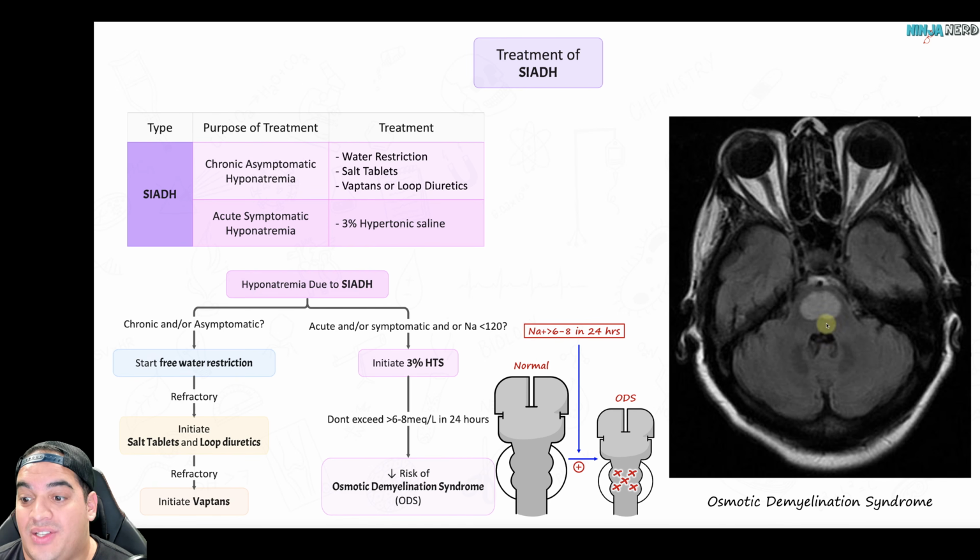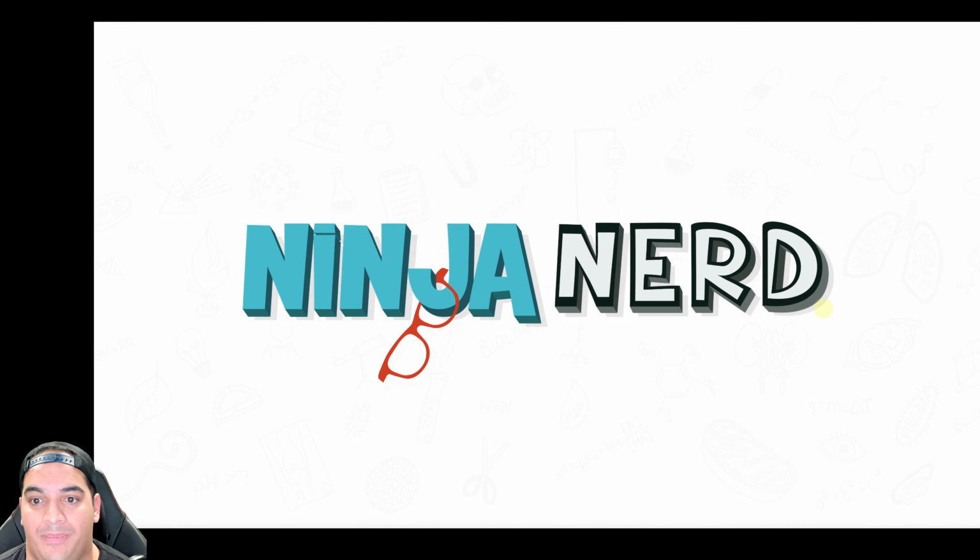All right, we would be able to see this on an MRI of a patient. Maybe 2 weeks later, you can see all of this demyelination on their MRI here, on the T2. You can see all of this kind of edema here, demyelination. This would be a concerning finding, especially if you overcorrected them too quickly.